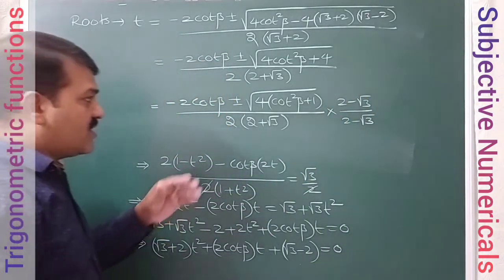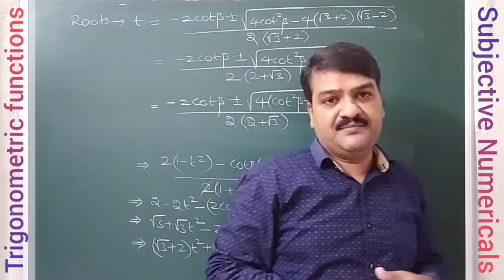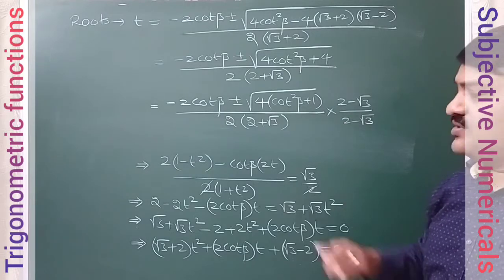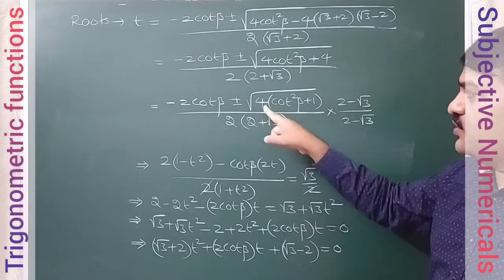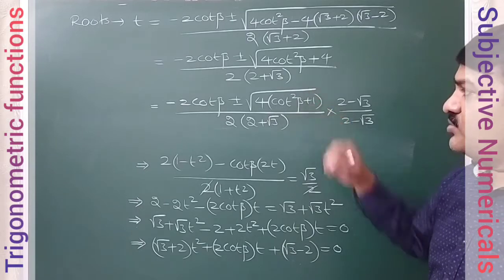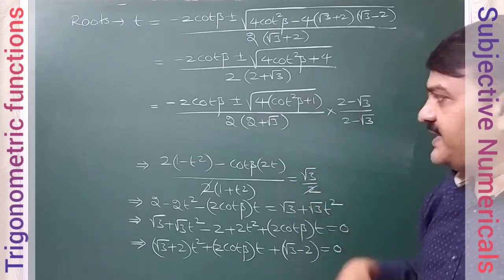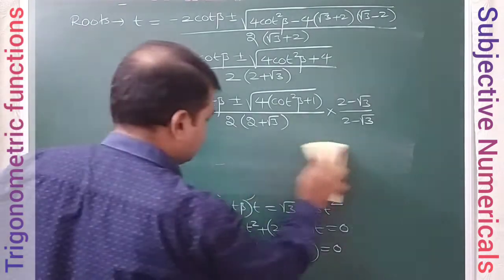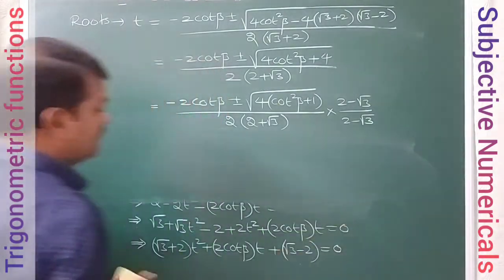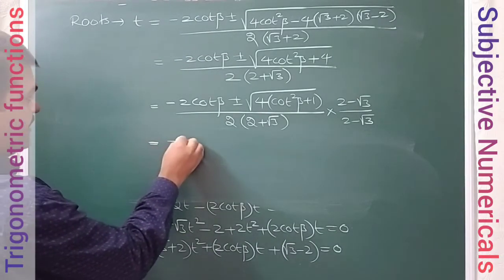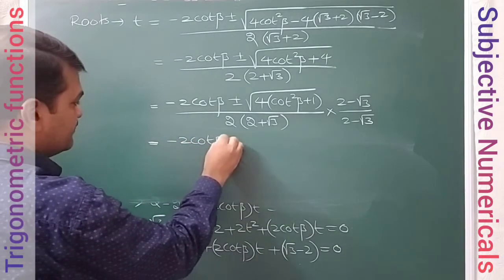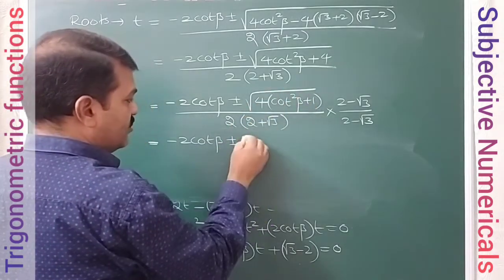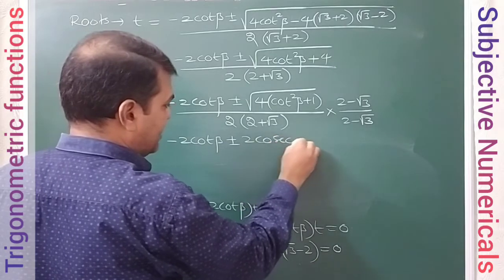So what is cot square beta plus 1? Identity. 1 plus cot square beta is nothing but cosecant square beta. So this is cosecant square beta. 4 into cosecant square beta under root, so you will get 2 cosecant beta here. So therefore, minus 2 cot beta plus or minus 4 into cosecant square beta under root, that means 2 cosecant beta.